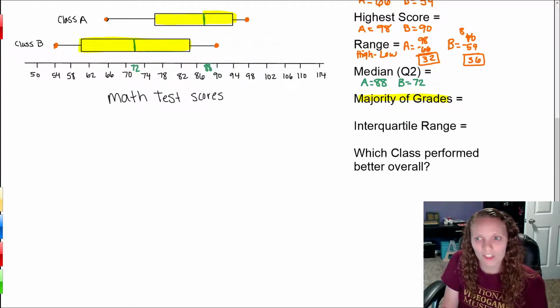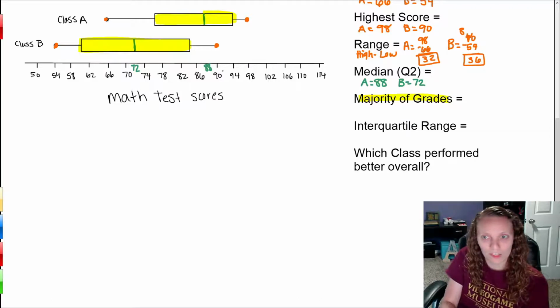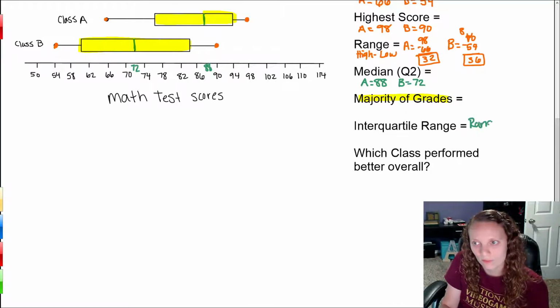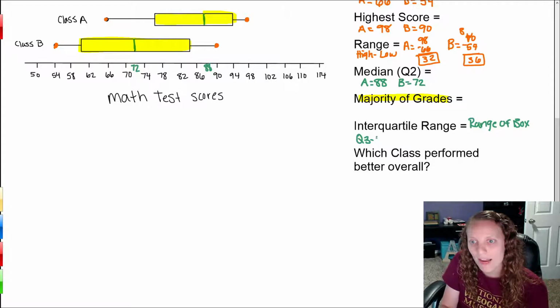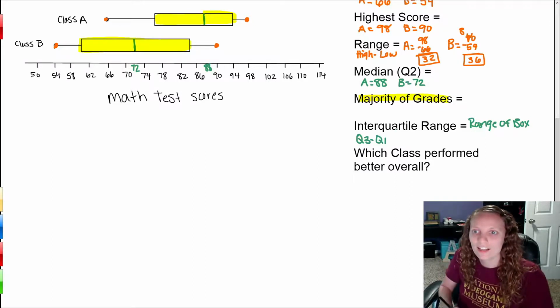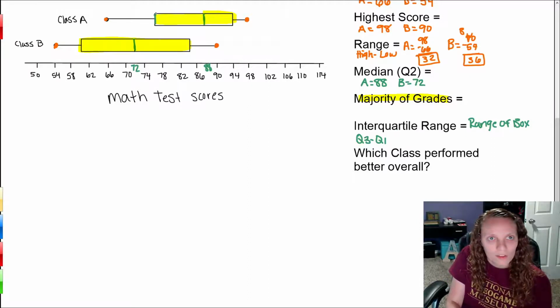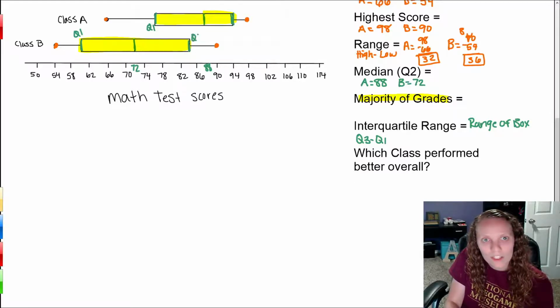This is also referring to the interquartile range. So remember, for interquartile range, we are finding the range of the box. So that is quartile 3 minus quartile 1. It's kind of like the high minus the low, but it's the edges of the box. So these two ends here are quartile 1, and then the other two ends are quartile 3.